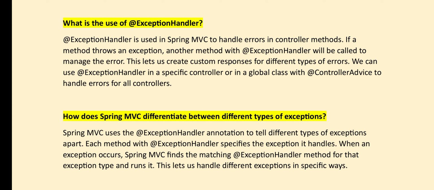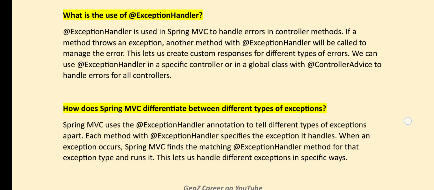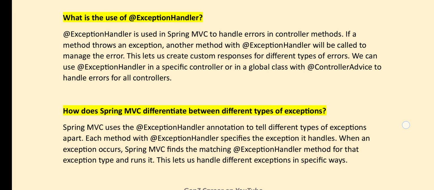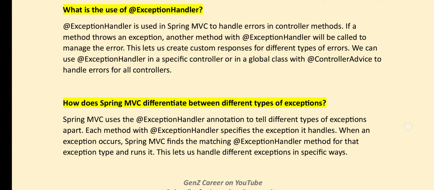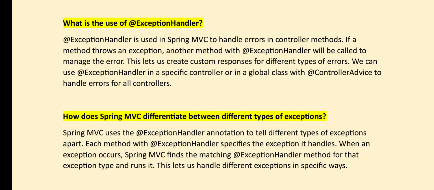How does Spring MVC differentiate between different types of exceptions? Spring MVC uses the @ExceptionHandler annotation to tell different types of exceptions apart. Each method with @ExceptionHandler specifies the exception it handles. When an exception occurs, Spring MVC finds the matching @ExceptionHandler method for that exception type and runs it. This lets us handle different exceptions in specific ways.